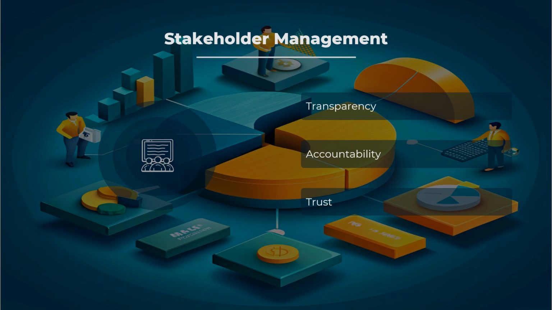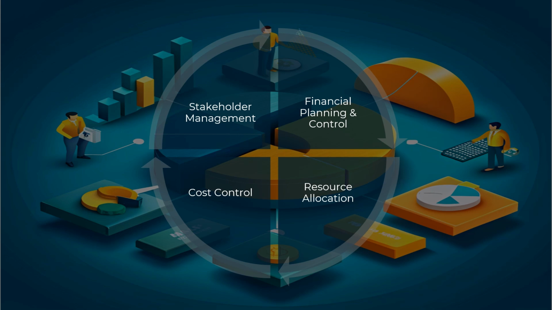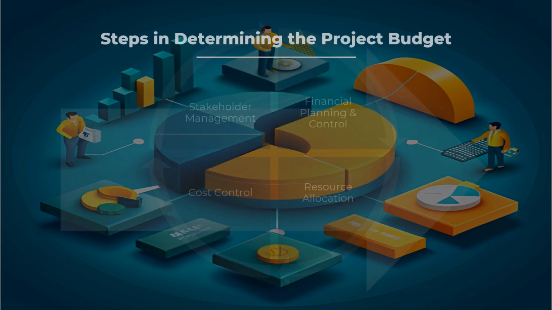Scenario: for an NGO project, maintaining a transparent budget fosters trust with donors and beneficiaries, ensuring funds are used effectively for intended purposes. Determining the project budget is crucial for effective financial planning, efficient resource allocation, stringent cost control, and maintaining stakeholder trust. It sets the foundation for successful project execution. Let's walk through the key steps involved in determining a project budget.